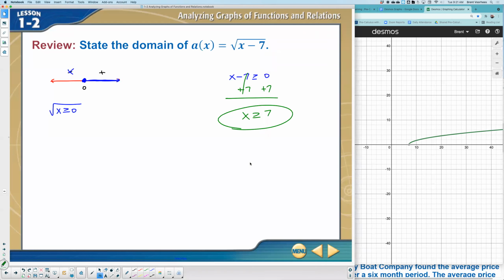So the more you see this, the more it'll start to hit your head. Oh, I got it. You assume it's all reals unless you see a square root or a division. That's what will limit the domain.